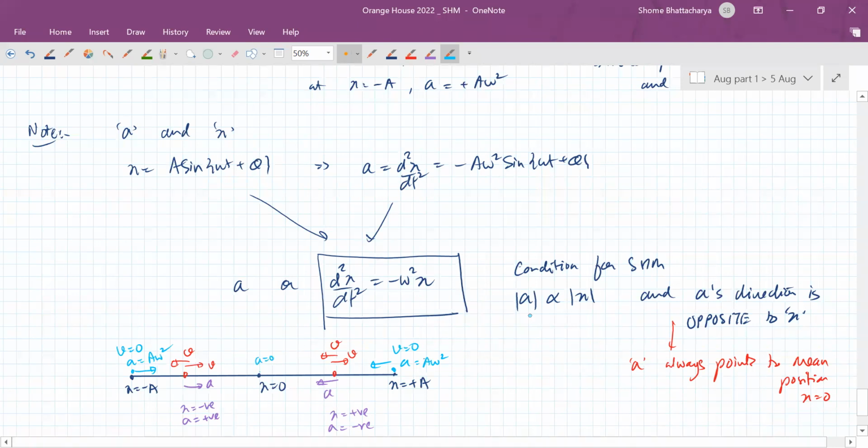So this is what this tells us, that acceleration's magnitude is directly proportional to the displacement from mean position, and the direction is always opposite to x. So this is the condition on the acceleration for SHM. Whenever we have a system which possesses this property, that is acceleration is proportional to displacement in magnitude and opposite in direction, it means that it will perform SHM.